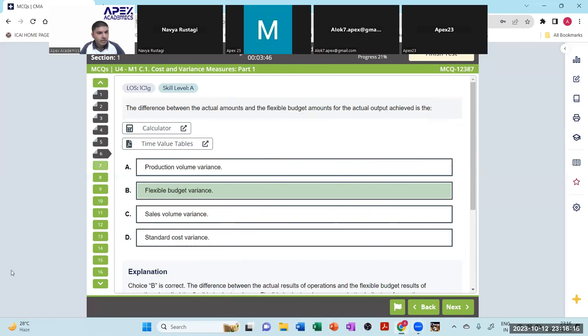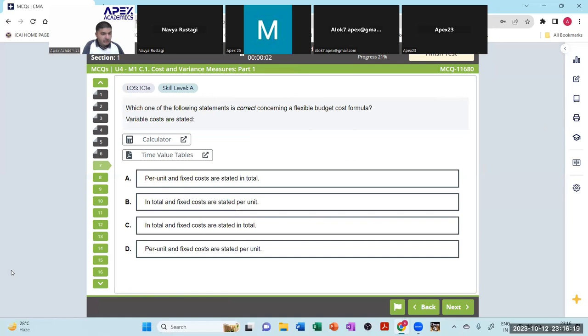Number 7. Which one of the following statements is correct concerning a flexible budget cost formula? Now tell me one thing. Cost can be what cost? It can be material cost, it can be labor, or it can be overhead. Are they telling you which cost they are talking about? No, sir. They are saying variable cost. Variable cost can be for material, labor, and variable overhead also. They are all variable. Correct? Are you with me? Yes, sir.